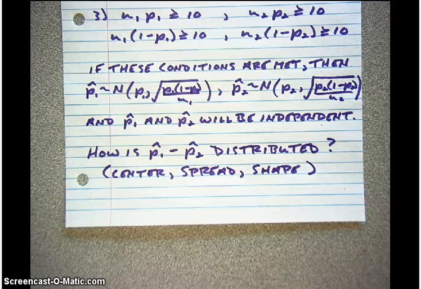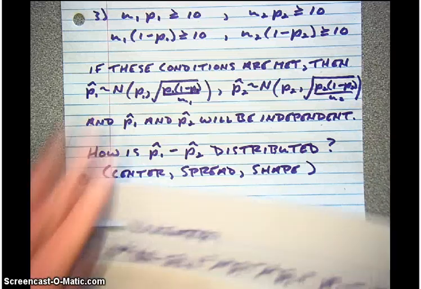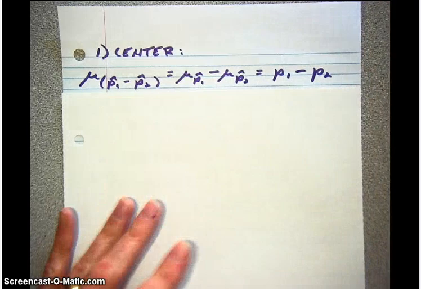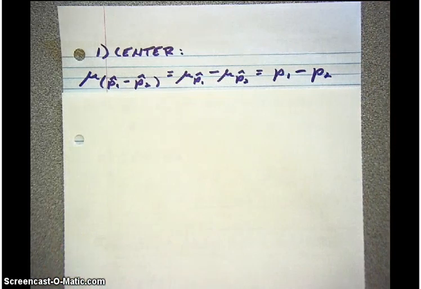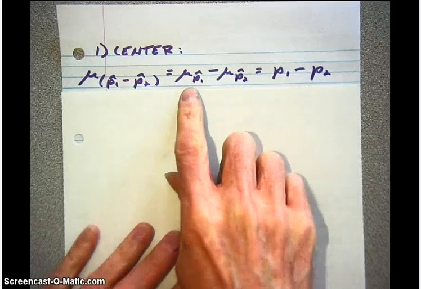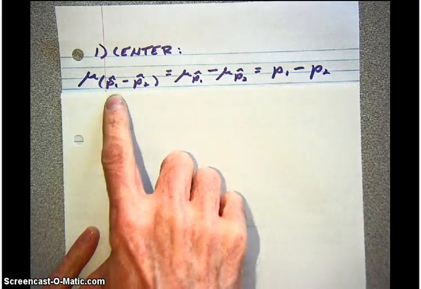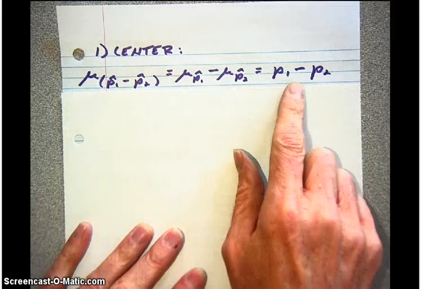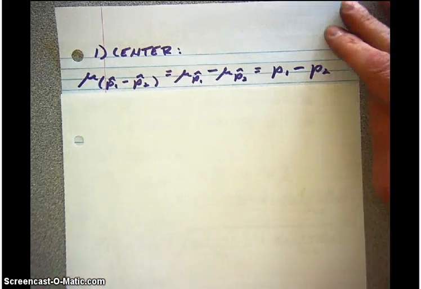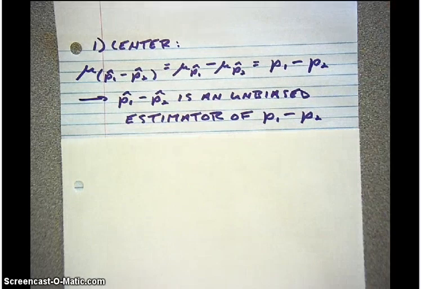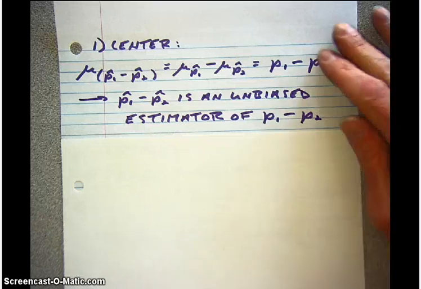Let's look at the center first. Basically we're interested in the mean of the difference in sample proportions. Well, the mean of the difference in sample proportions is equal to the difference of the means of those two sample proportions. And the mean of p1 hat is p1, the mean of p2 hat is p2. It means if we're using this difference in sample proportions to estimate that difference in population proportions, our estimates will be unbiased. p1 hat minus p2 hat is an unbiased estimator of p1 minus p2.